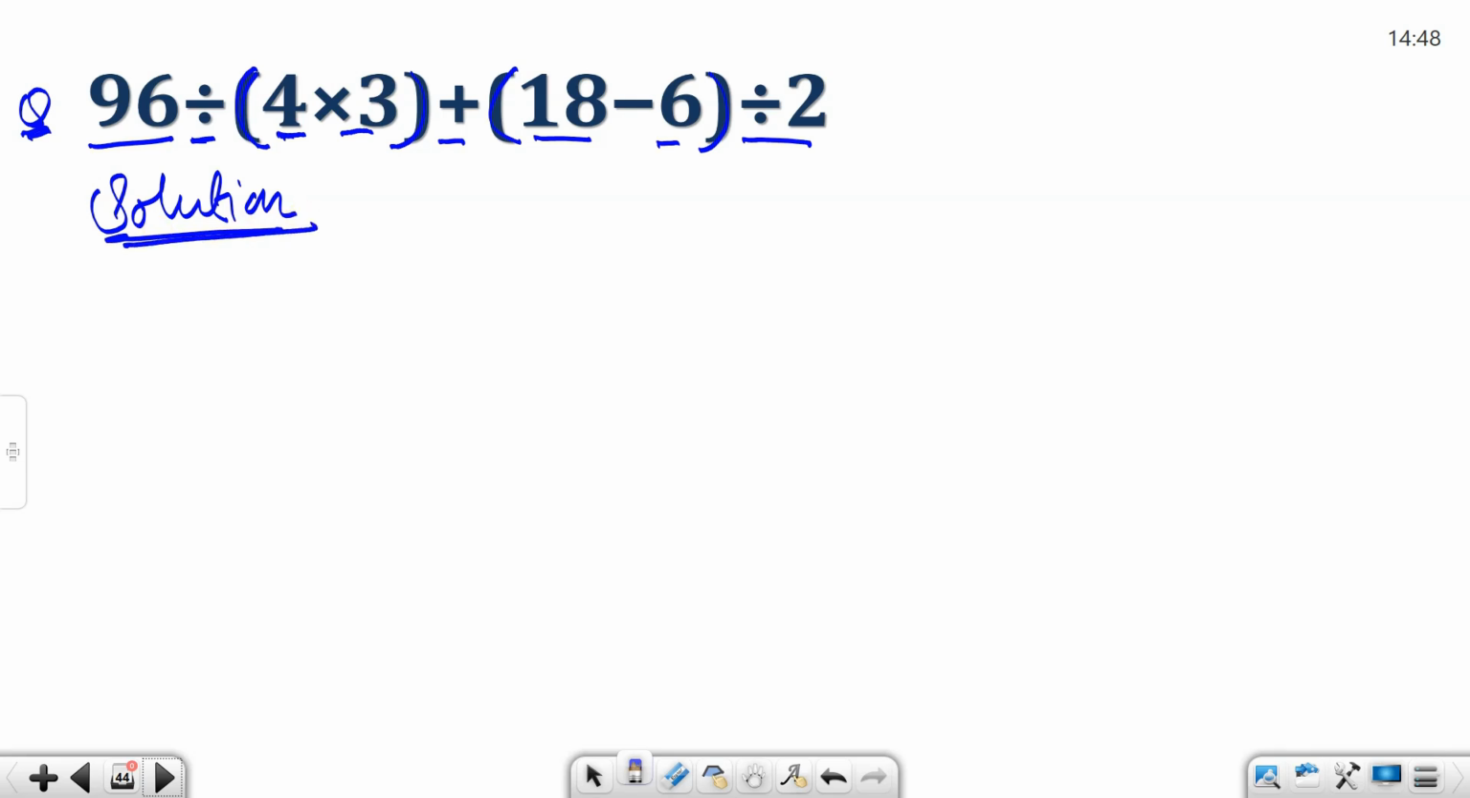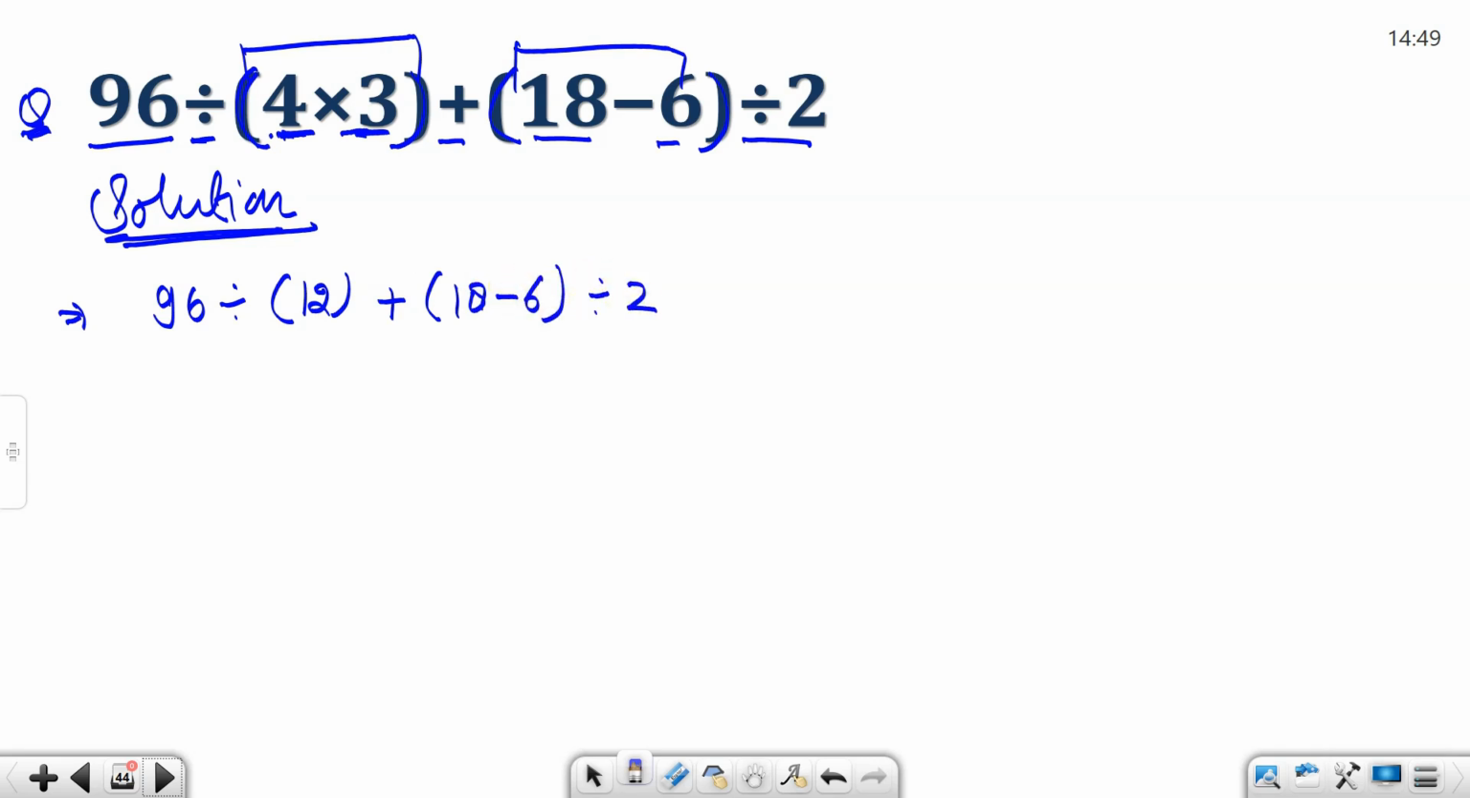According to the order of operations, we'll solve the brackets first. So, 96 divided by 4 into 3, that becomes 12, and 12 plus 18 minus 6 divided by 2.